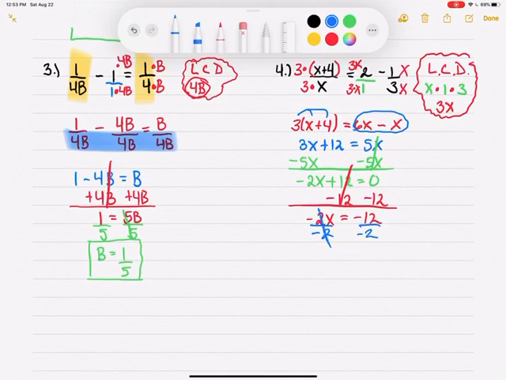These will cancel. The negatives will also cancel. And I have x equals 12 divided by 2, which is 6. And these were examples of solving rational equations.